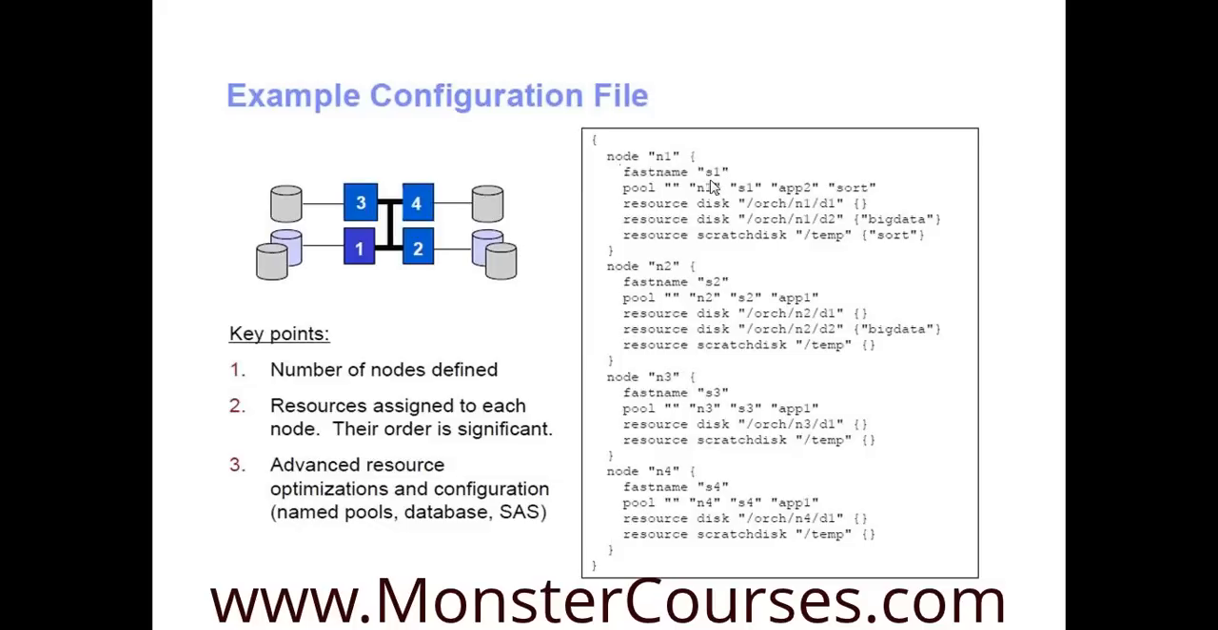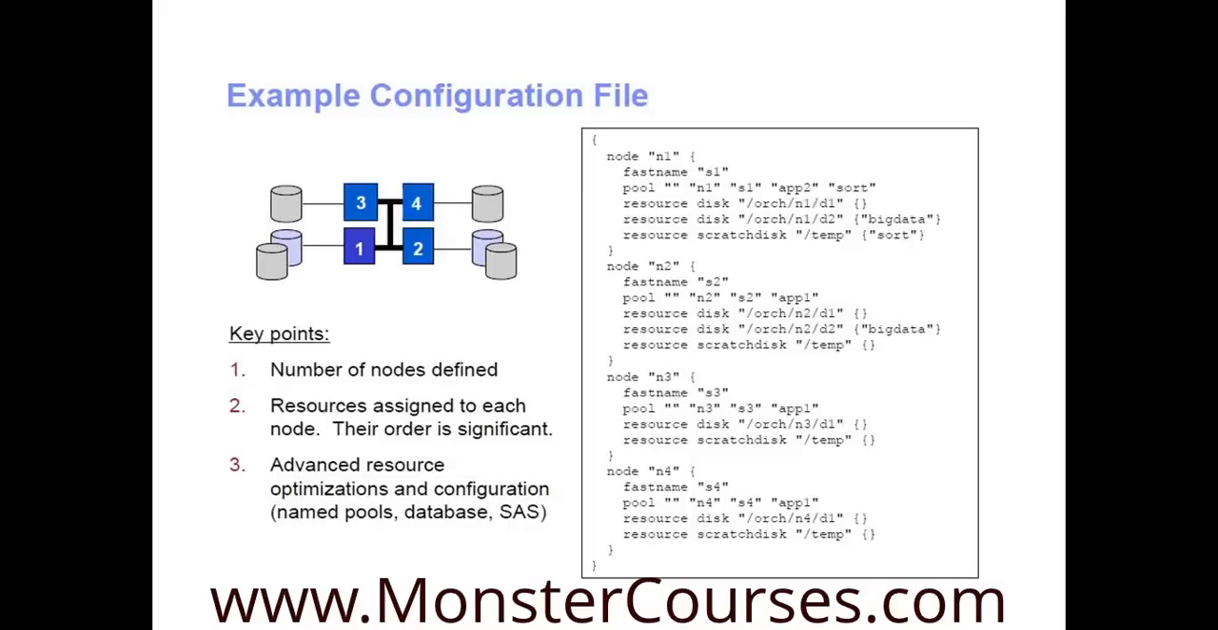The first name, S1, is the name of the disk space, or we can say the name of the server here. Four servers with the names S1, S2, S3, S4. And for resources we have two types here, disk and scratch disk. The main purpose of scratch disk is that we are telling DataStage to use this directory for scratch, that is, temporary purposes.